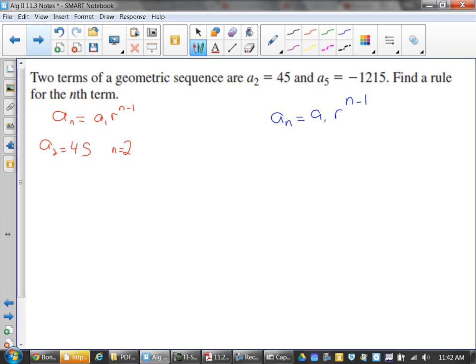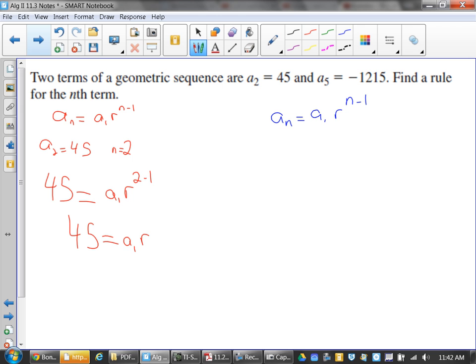Do I know what my rate is? No. Do I know what my first term is? No. So I'm just going to substitute in what I know now. I know that 45 is first term times r to the 2 minus 1. What's 2 minus 1? 1. 45 is first term times the rate. I can't go any further than that, can I? Nope. So I'm going to do the same basic thing with the second term that they gave me.